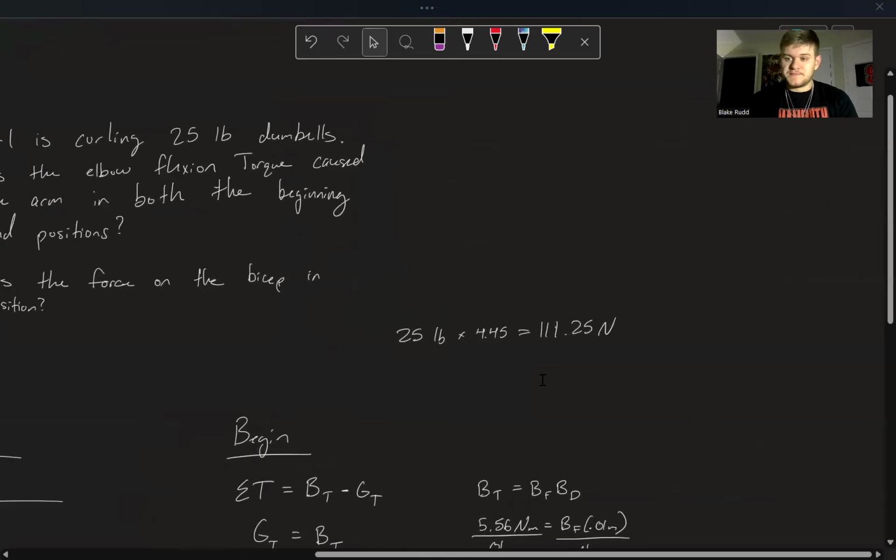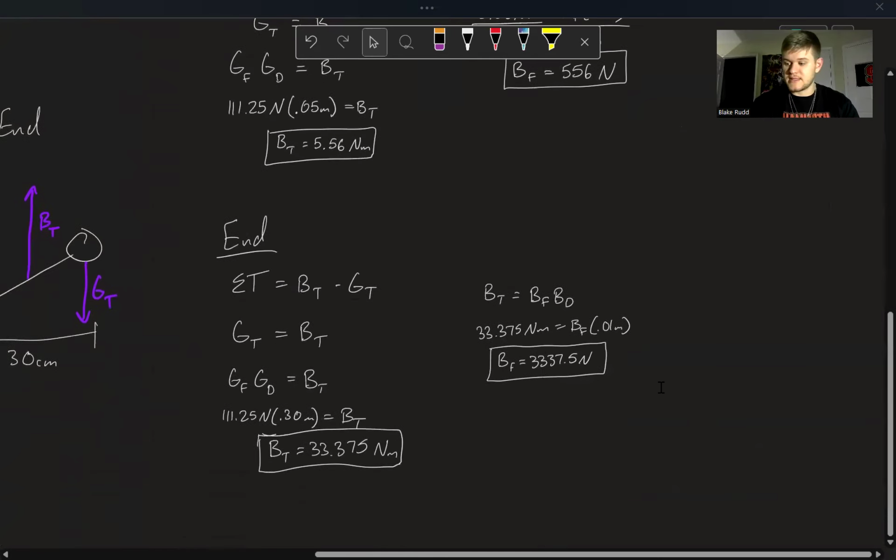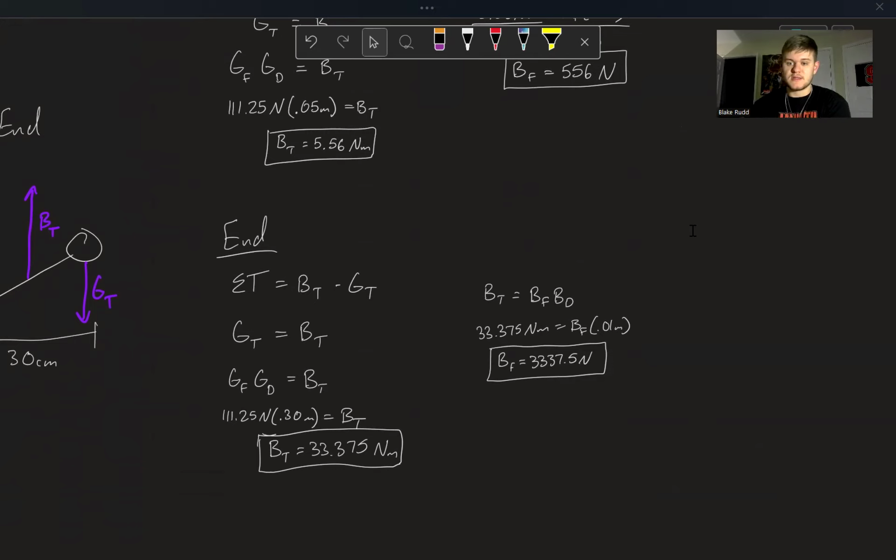So going to the end position, we do the exact same thing. Over here, bicep torque equals bicep force times bicep distance. Everything on the right side of my equation stays the same. My bicep force, and we just said that the moment arm was the same. I just need to plug in my torque from the end position. That's how we get a different number. Bicep force equals 3,375.5 newtons, which once again makes sense because in this position, we would need to provide more force than in the other position to keep the dumbbell up, if we were doing an isometric hold. You just have to provide more force in that position, right?